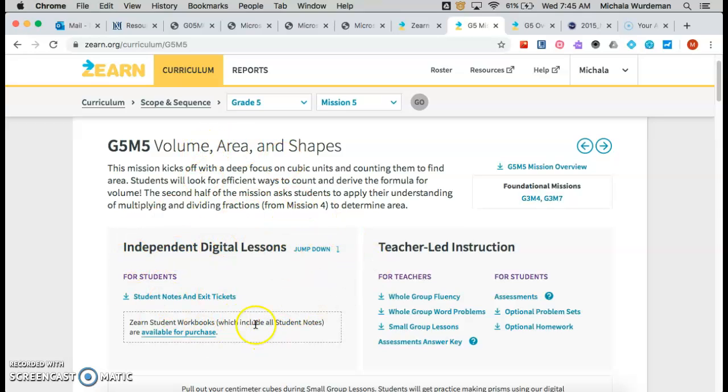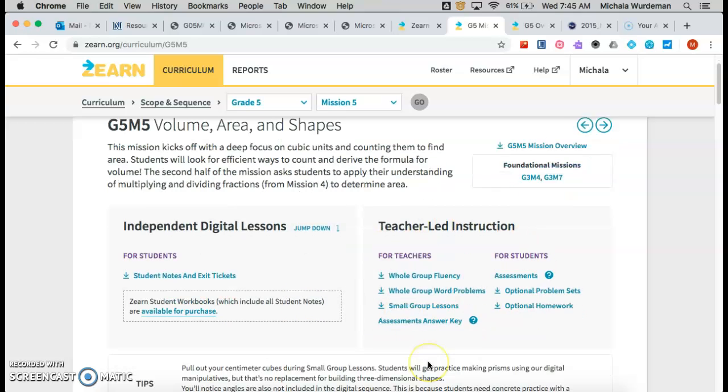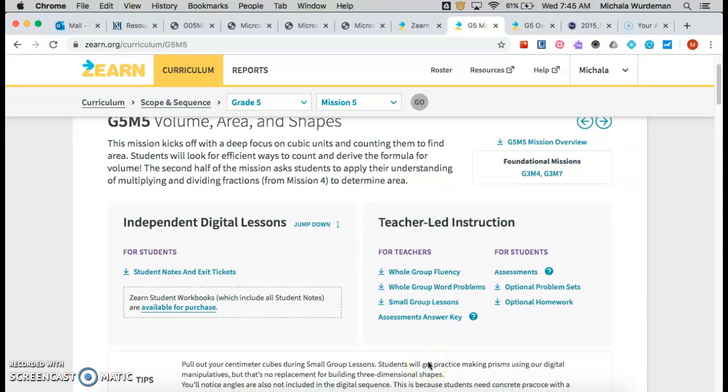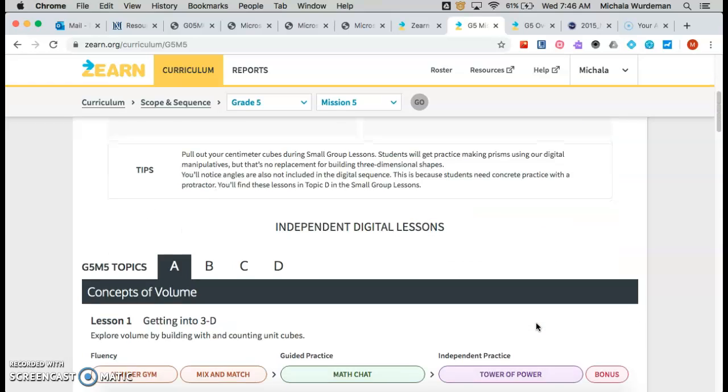There's the independent digital lessons and the teacher-led instruction. How this is set up like the math workshop model is that there's independent stuff for students to be doing. There's that fluency part, so that would be like the math fact practice at the beginning of your lesson, like number talks, and then they have some word problems that go along with that, and then the small group lessons that you would use as well.